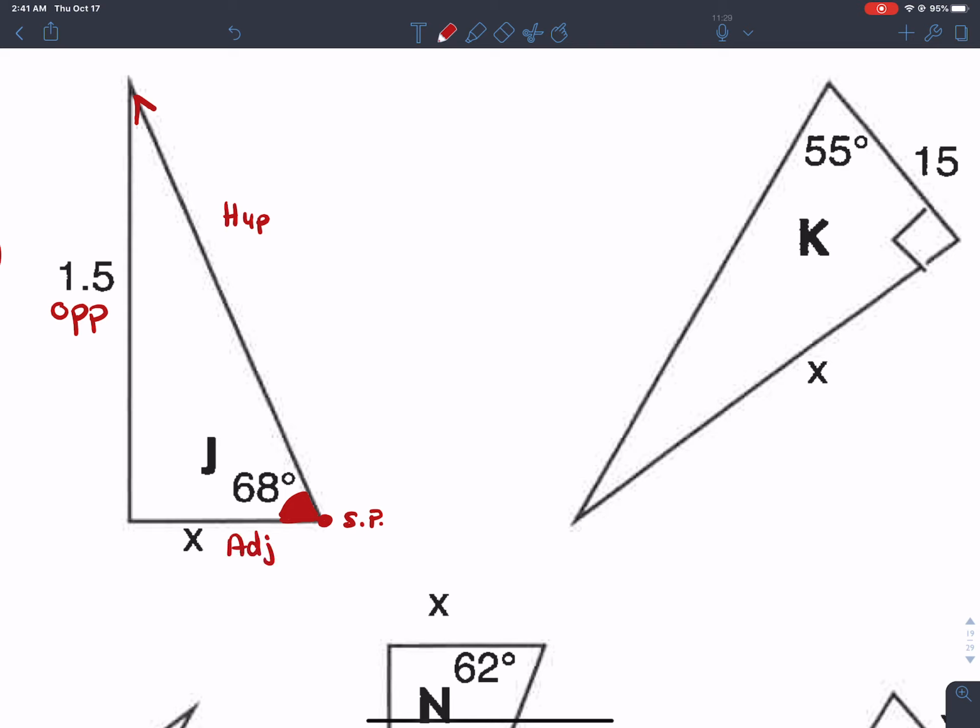So always start by labeling the hypotenuse, looking at your angle, identifying the opposite side, and then the leftover is going to be your adjacent.